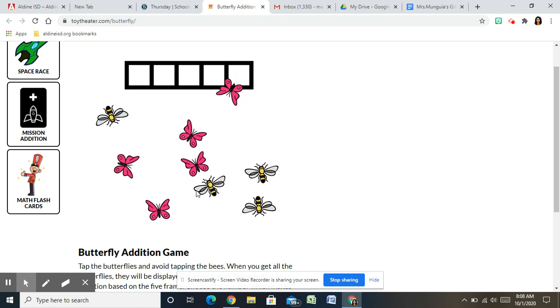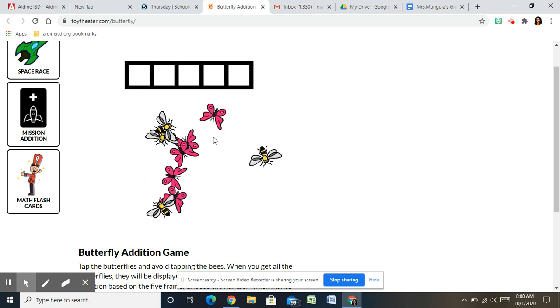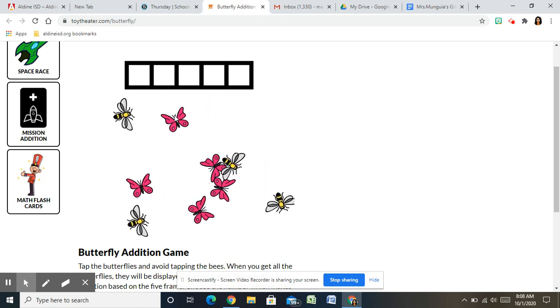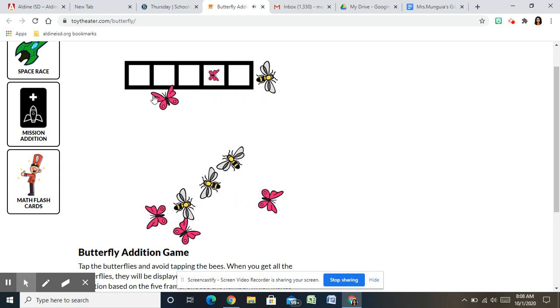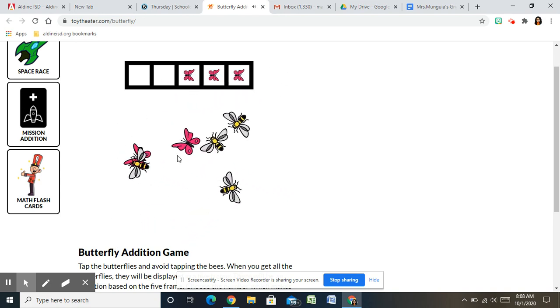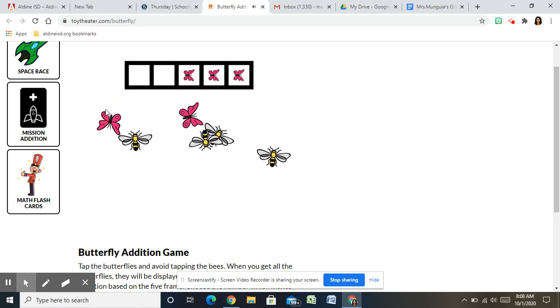Now let me go to level 2. Remember, I'm only going to select the butterflies, not the bees. Not the bees. Avoid it. That means don't touch them. Okay, and select the butterflies.